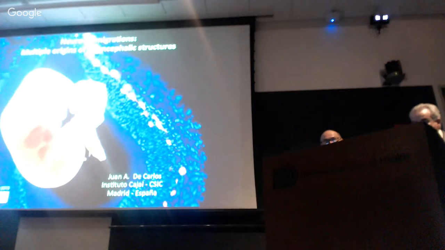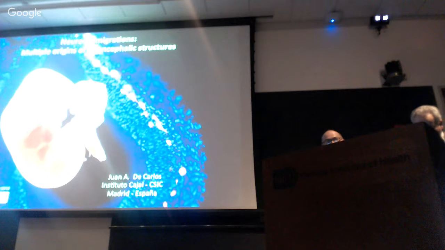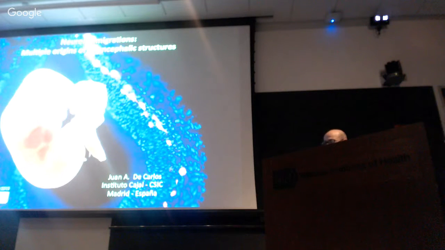and being able to regulate their behavior. So he's going to tell us about the role of interneurons and various mechanisms by which excitability is controlled in these circuits.